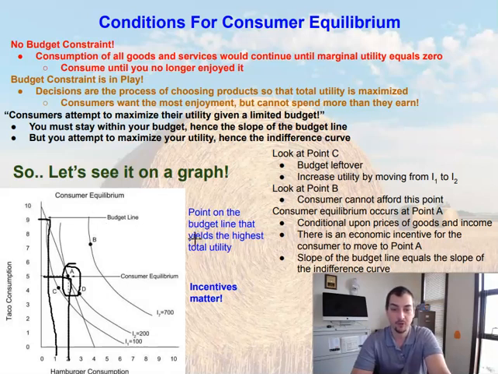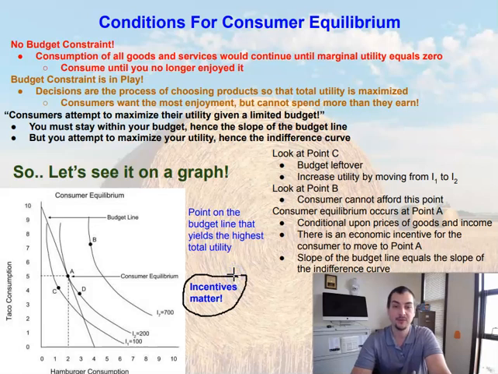So it's going to be the point on the budget line that yields the highest total utility. Throughout all this, I keep mentioning the term incentives because this is the shortest law in economics: incentives matter. We are always going to be moving or be incentivized to do something. In this case, we're incentivized to move to point A because that's what's going to yield the highest amount of satisfaction while staying within our budget.